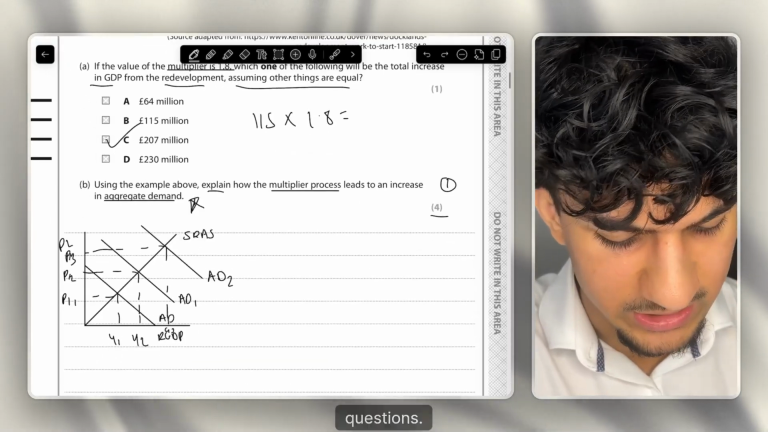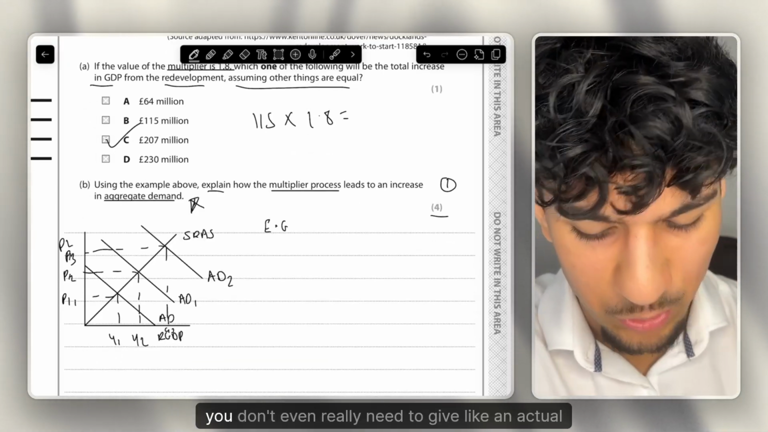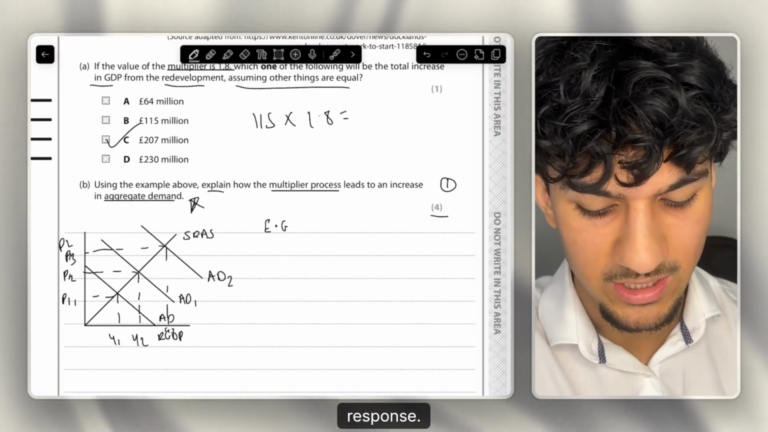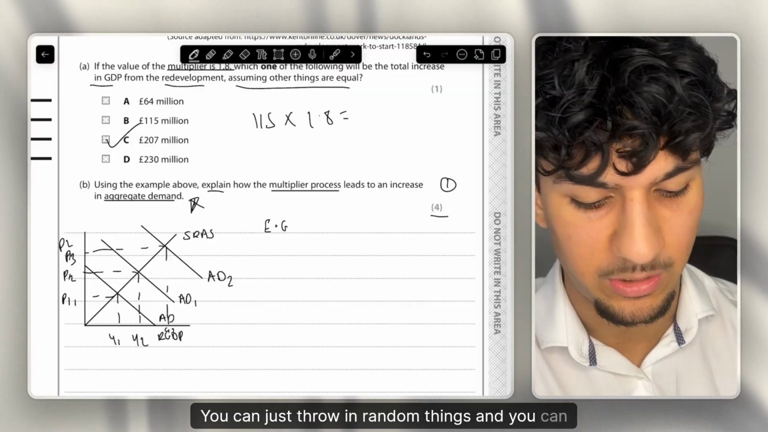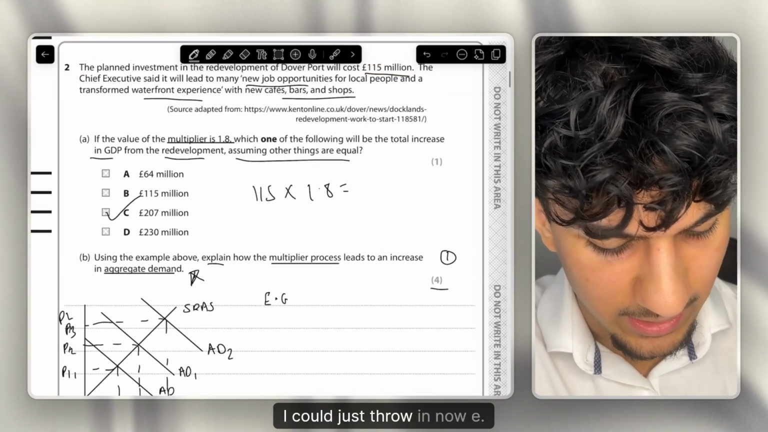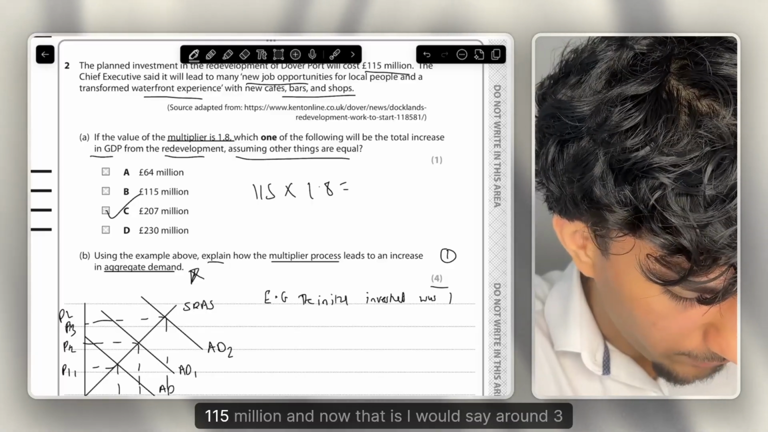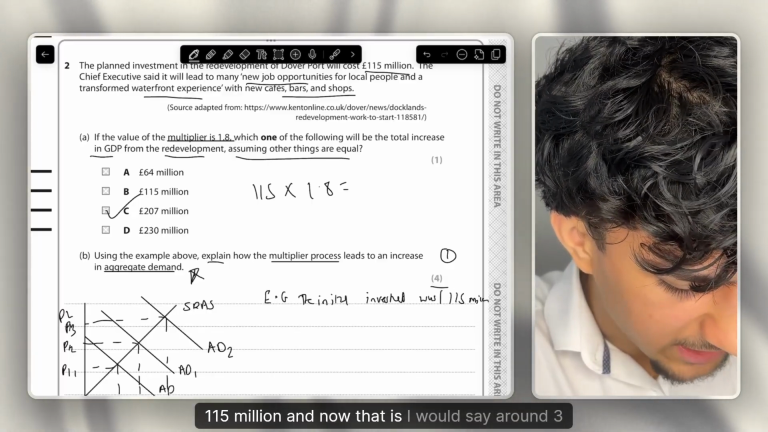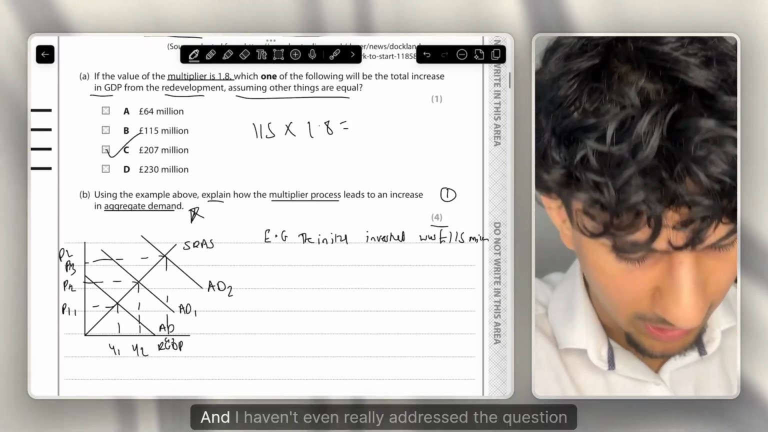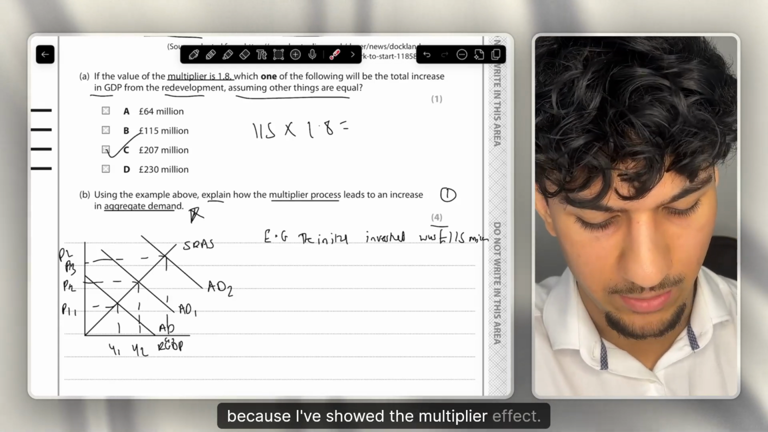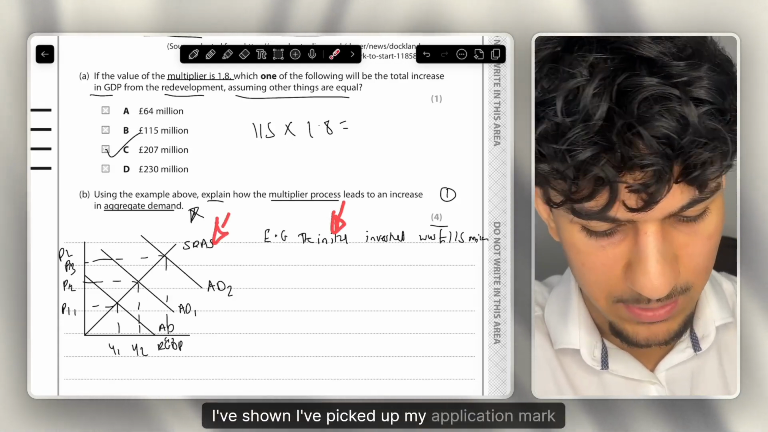And this is the thing with these 4-mark questions. If you know where the marks are allocated, you don't even really need to give like an actual response. You can just throw in random things and you can pick up the marks. For example, I could just throw in now, the initial investment was 115 million. And now that is, I would say, around 3 marks already. And I haven't even really addressed the question because I've shown the multiplier effect. I've picked up my application mark.